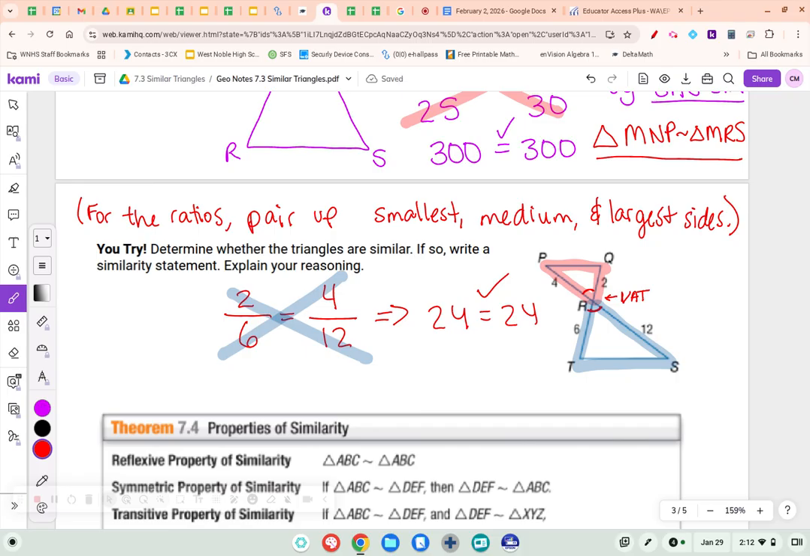So these triangles are similar by side, angle, side, similarity. And we can write our similarity statement. Triangle PRQ, make the second one match up, is similar to triangle SRT.